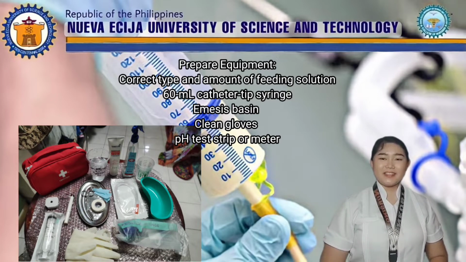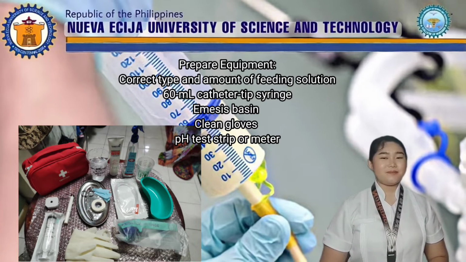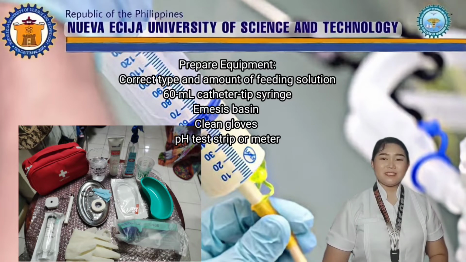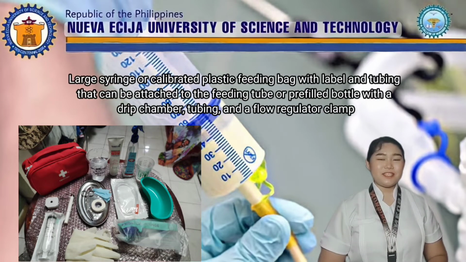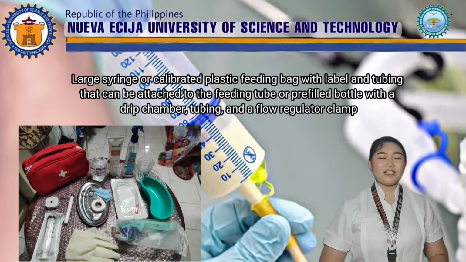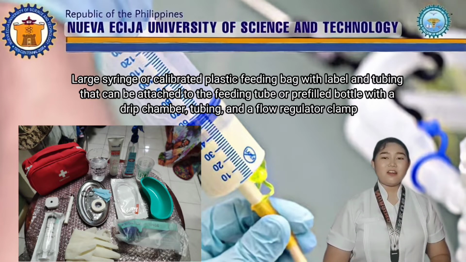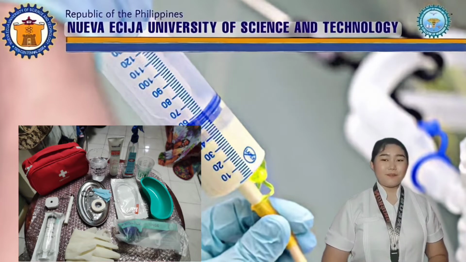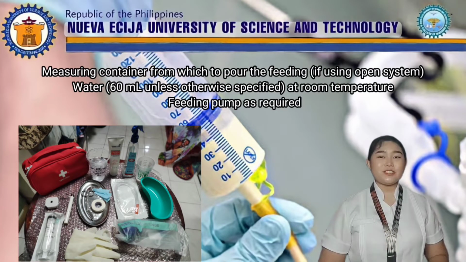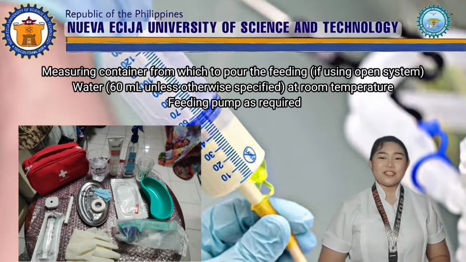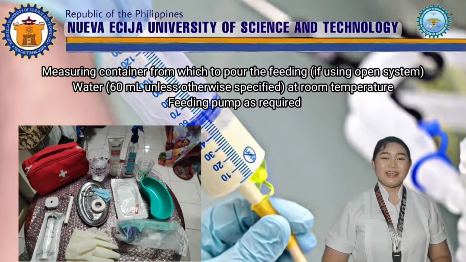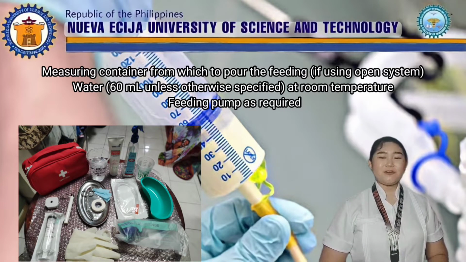60 ml catheter tip syringe, emesis basin, clean gloves, pH test strip or meter, large syringe or calibrated plastic feeding bag with label and tubing that can be attached to the feeding tube, or refilled bottle with a drip chamber, tubing, and a flow regulator clamp. Measuring container from which to pour the feeding. Water at room temperature. Feeding pump as required.